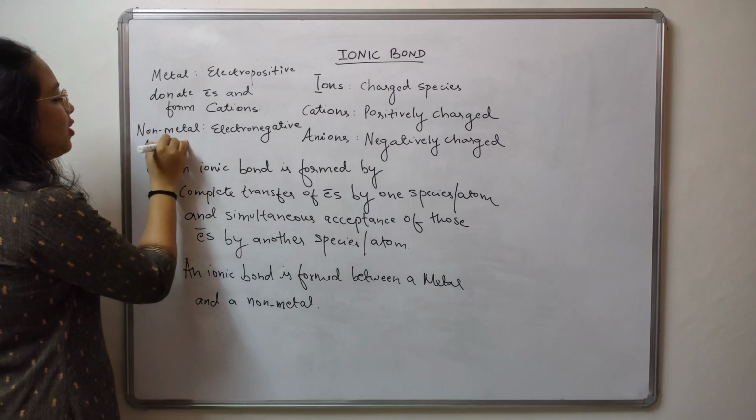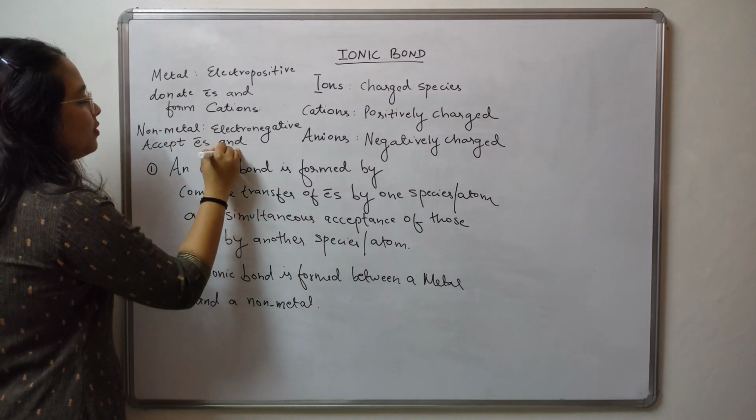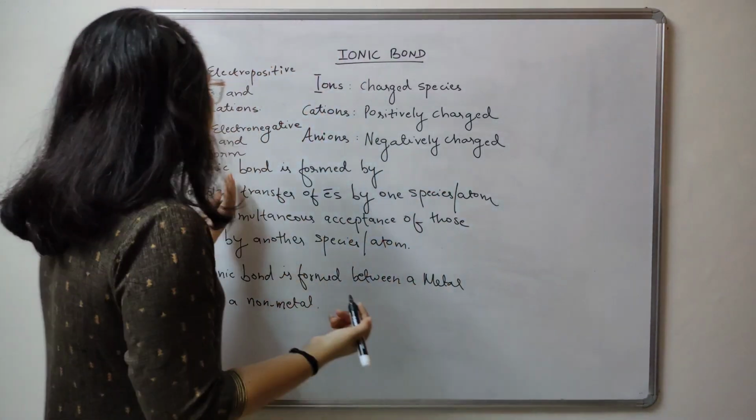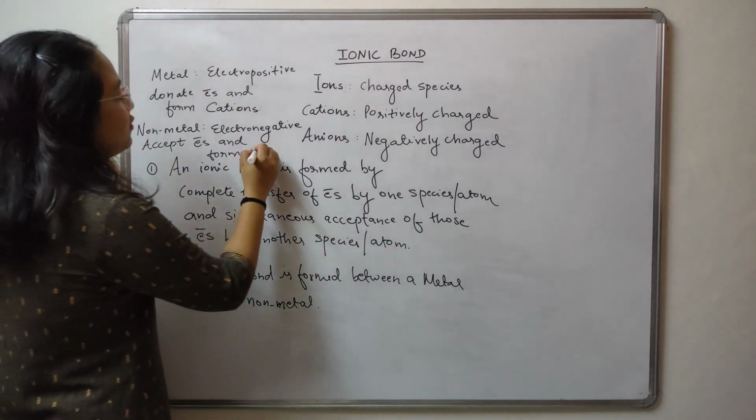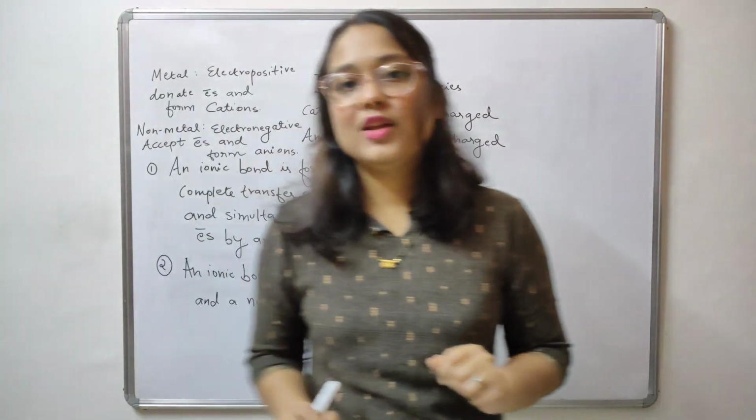Electronegative means they are electron loving. They accept electrons. And what will they form? If they are accepting electrons, that means they are increasing the negative charge on themselves. If they are increasing the negative charge on themselves, they will form anions. I hope now each and everything is falling into place for you all.